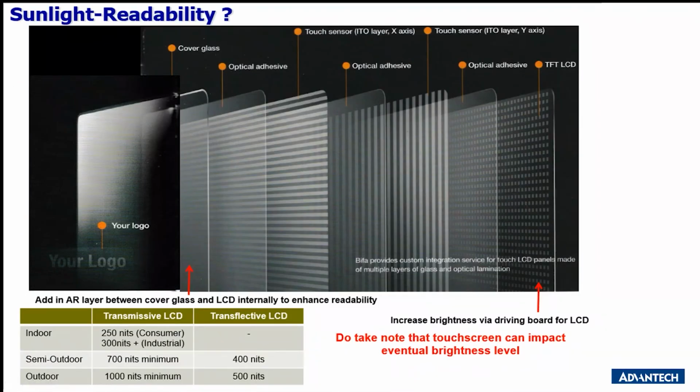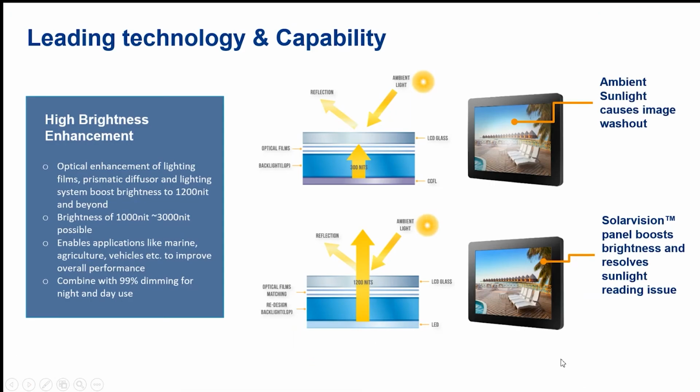This is what I mentioned about sunlight readability as a guideline for indoor or outdoor use. So we can see here, mostly indoor is 350 nits or 300 nits. And then for semi-outdoor it is 400 nits, or with transflective it is 500 nits. So it depends on this table as well. Do take note, the touchscreen can impact the brightness level.